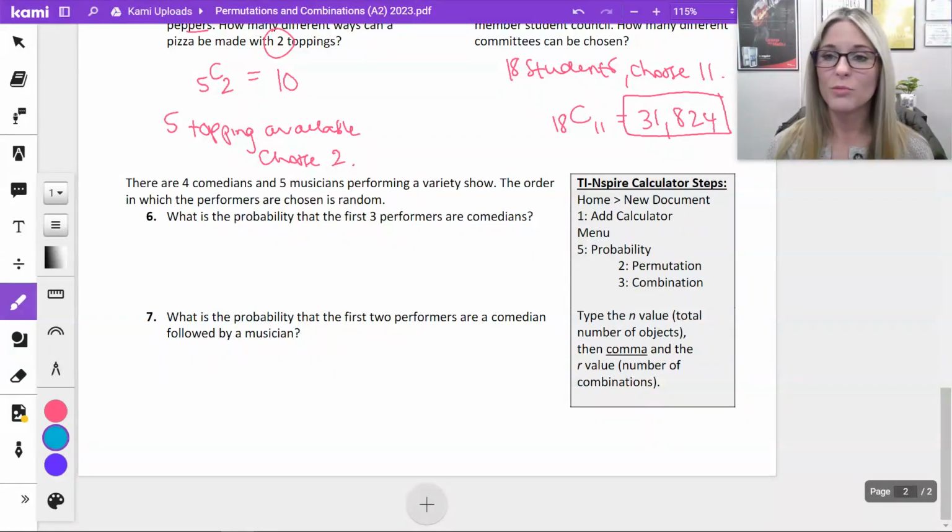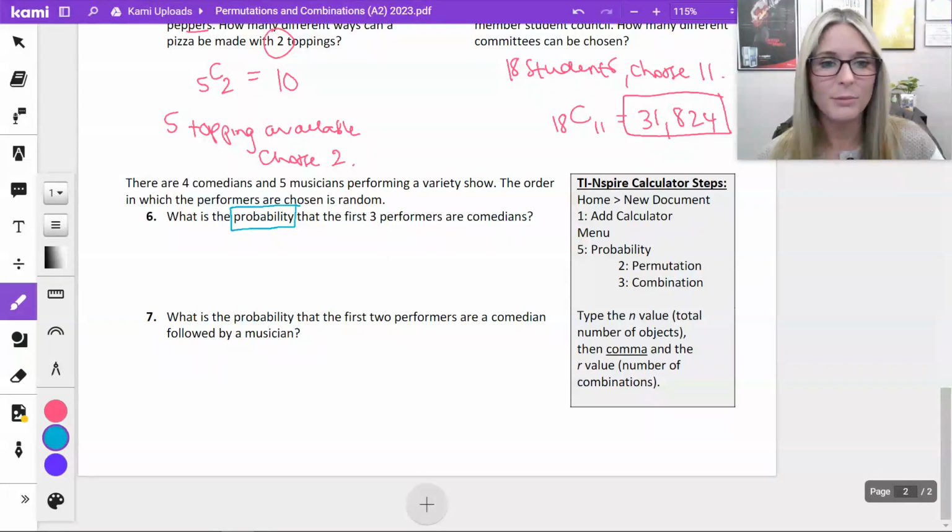Last part here, one of your standards talks about incorporating permutations and combinations into probability. So tying in our last lessons, let's use this example. There are 4 comedians and 5 musicians performing a variety show. The order in which the performers are chosen is random. Number 6, what is the probability that the first 3 performers are comedians?